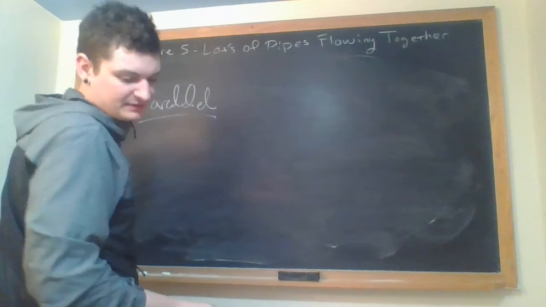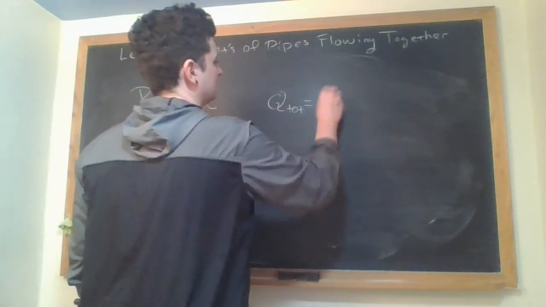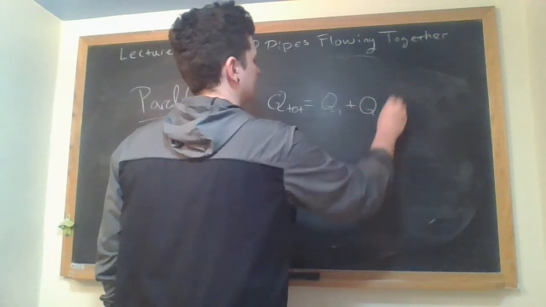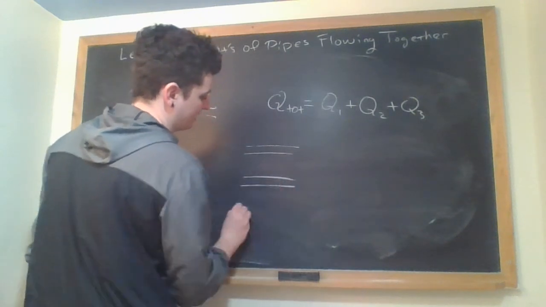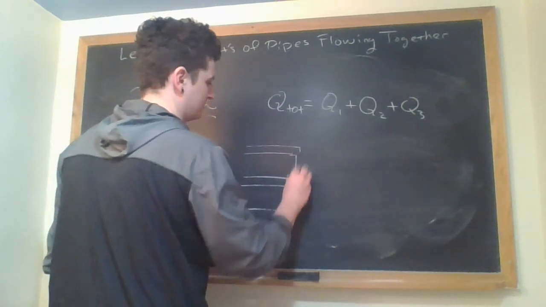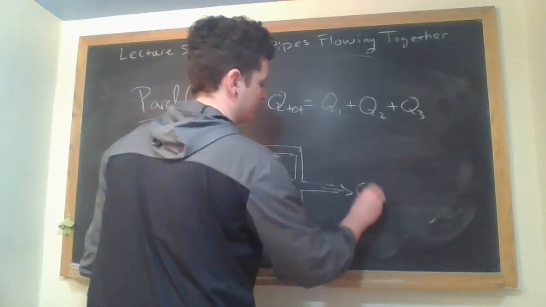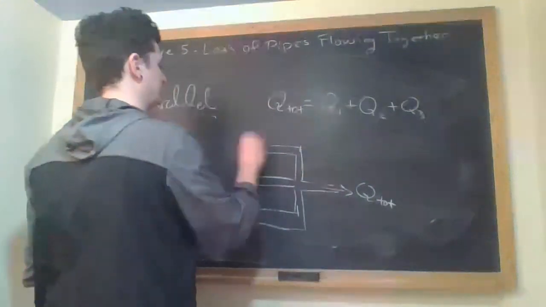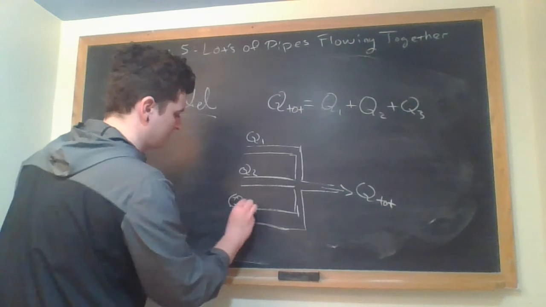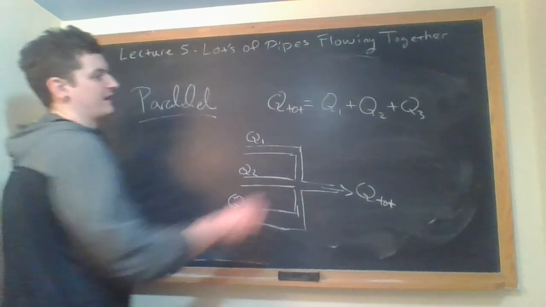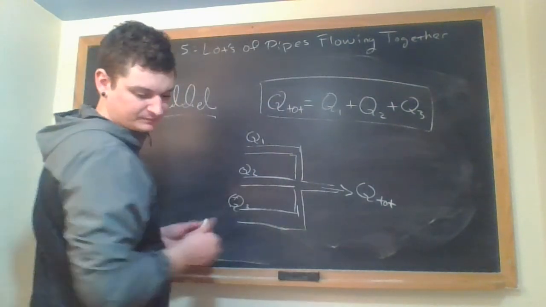Now for parallel pipes, we apply sort of a node law, where if I have three pipes running like this, I know this is Q total. This one has Q1, Q2, and then Q3. What we apply there is this law that all three flow rates have to sum up to this.